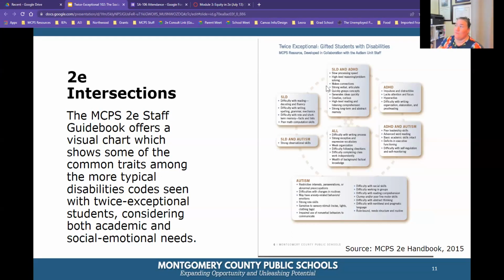But when we talk about the ADHD piece, and what it has in common with specific learning disabilities, we get this whole list here. Being verbal and articulate, grasping concepts, having a slower processing speed is actually a part of both of those profiles.